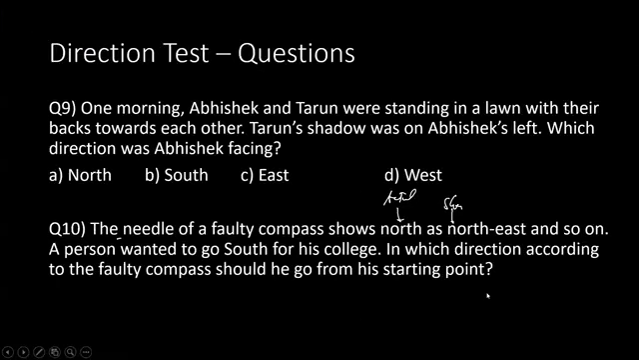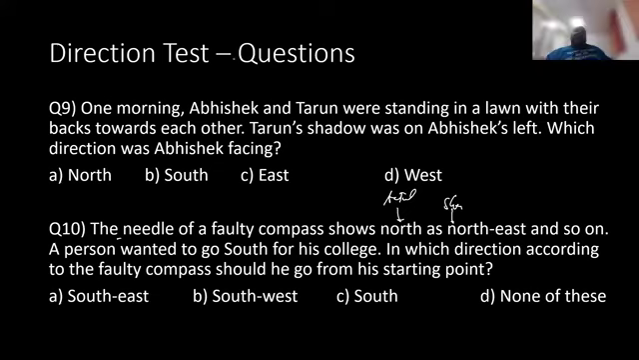So southeast. Southwest. Let us draw the compass. So the normal directions are north, south, east, and west. The faulty compass shows north as northeast. So according to the faulty compass, the north would be somewhere here, the east would be somewhere here. Therefore, it is showing north as northeast. So these are the faulty compass directions.